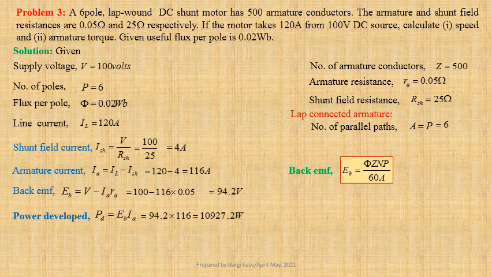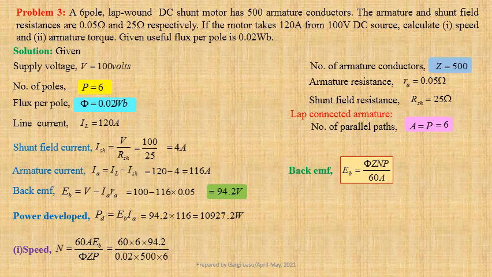Therefore, the expression for speed N equals 60A EB divided by phi ZP, that is equal to 60 into 6 into 94.2 divided by 0.02 into 500 into 6, that gives us 565.2 RPM. Let us now calculate armature torque.